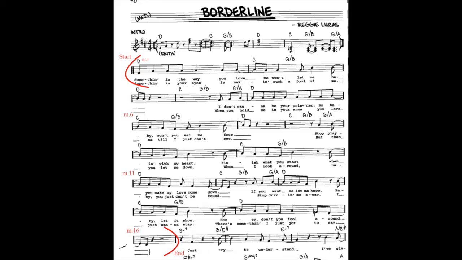We're only looking at one tune today, but there are, I guess, four components to what we're looking at. We're looking at Borderline, the tune made famous by Madonna. I have it here that it's written by Reggie Lucas. So composed by Reggie Lucas, made famous by Madonna. One of the things you'll have to do is sing the melody as written, measures 1 through 16, with numbers.